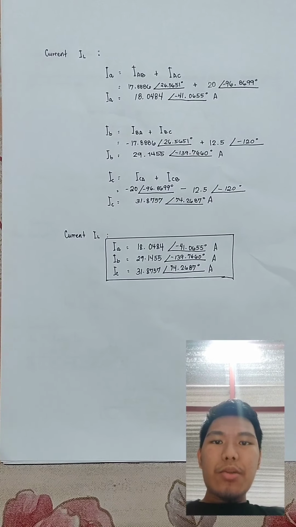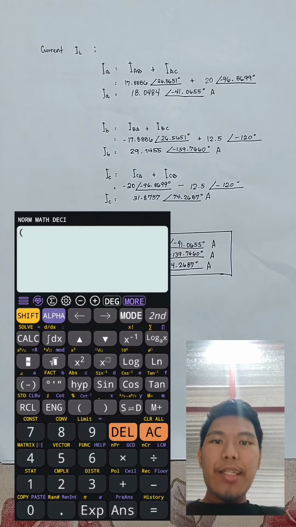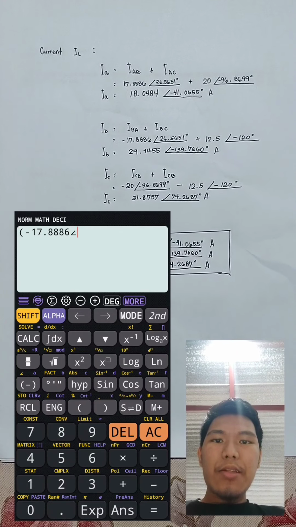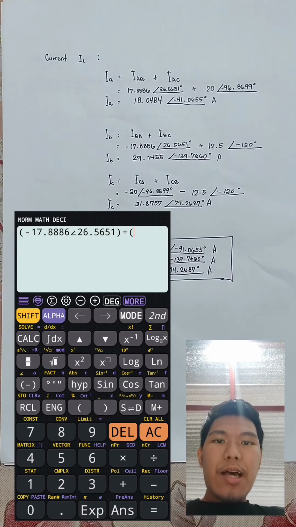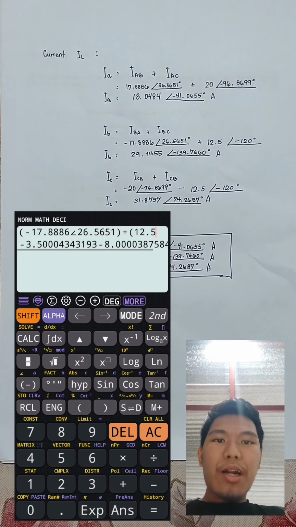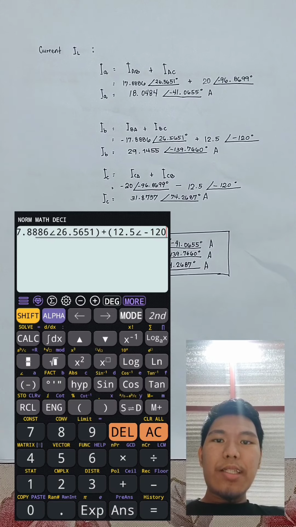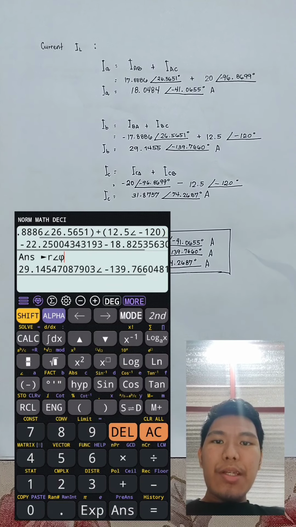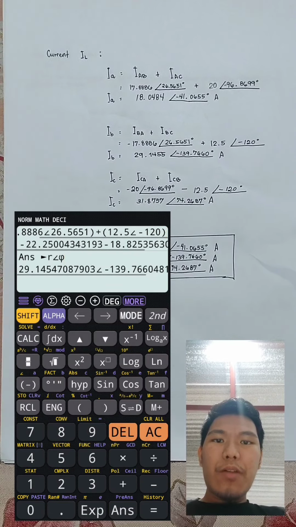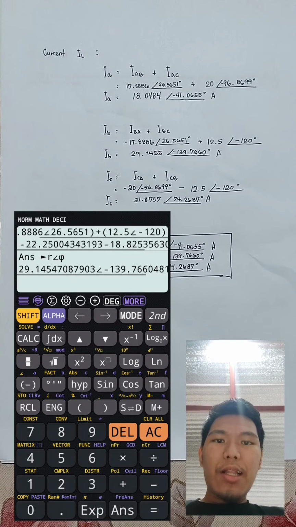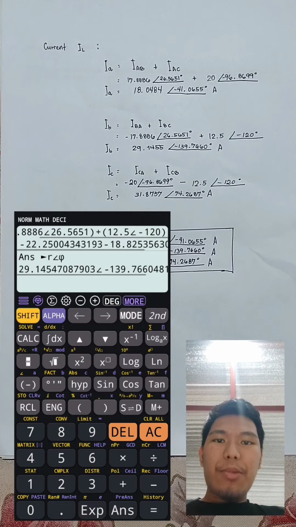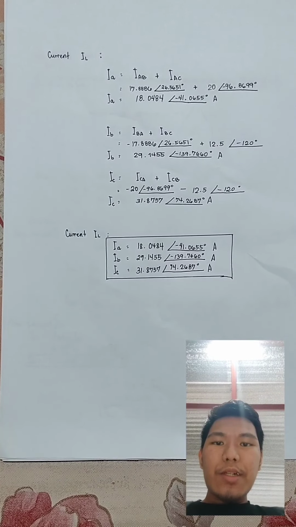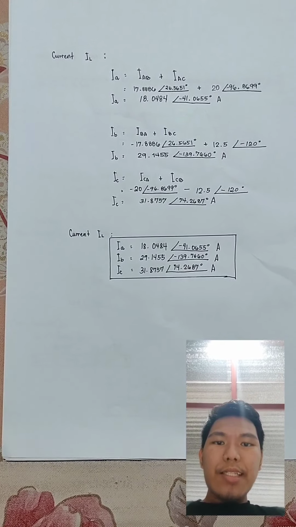IBA is equal to negative 17.8886 ∠ 26.5651 degrees plus IBC 12.5 ∠ negative 120 degrees. Our IB is equal to 29.1455 ∠ negative 139.7660 degrees ampere. For IC equals ICA plus ICB.